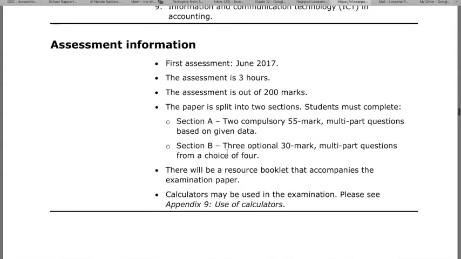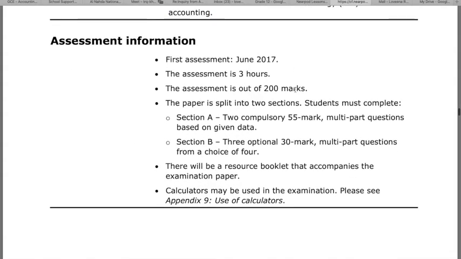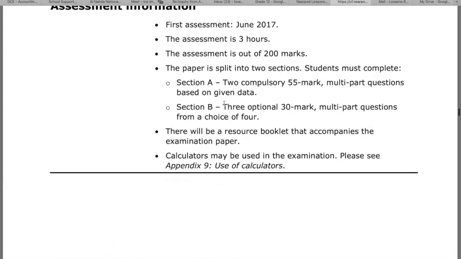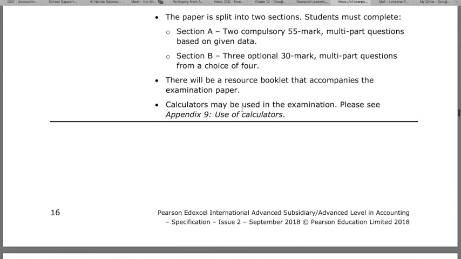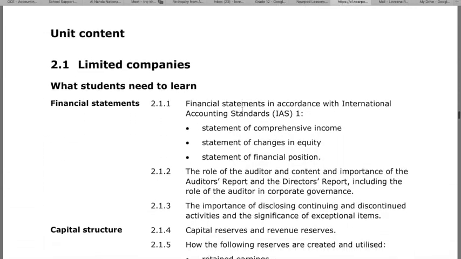It is a 3 hours exam. Assessment is out of 200 marks. Section A, 2 compulsory, 55 marks. Section B, optional, 30 marks. Out of 4, you have to choose 3. It's the same as the AS level.